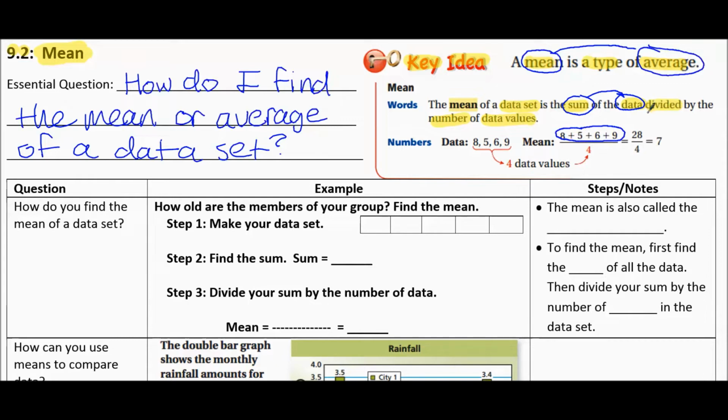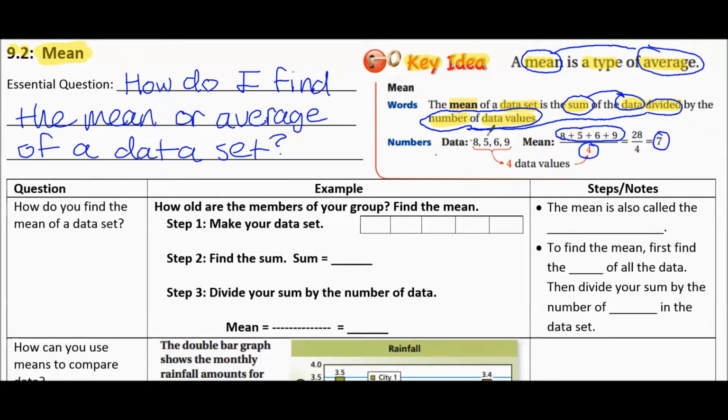And then it says to divide by the number of data values. Well, how many data are there? 1, 2, 3, 4. So we divide by 4 because there are 4 data values. So you add all of the data together, you find the sum, you divide by how many data there are. 28 divided by 4 is equal to 7. So the mean of this data set is 7.